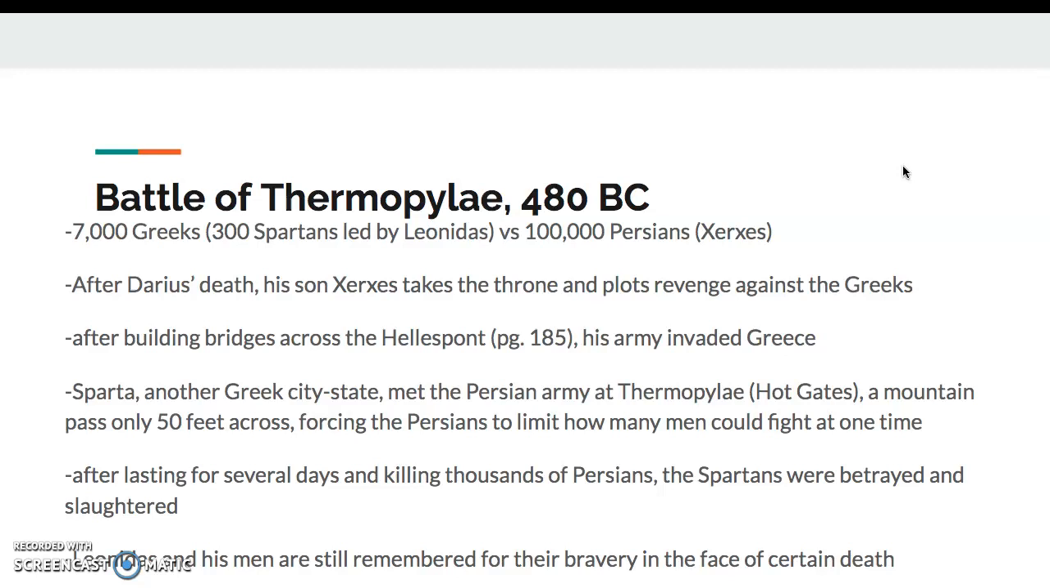After lasting for several days and killing thousands of Persians and buying the rest of Greece valuable time to raise soldiers for another army, the Spartans were eventually betrayed and slaughtered, but Leonidas and his men are still remembered for their bravery in the face of certain death. And because of their sacrifice, the Greeks are able to do what they did in the next battle.